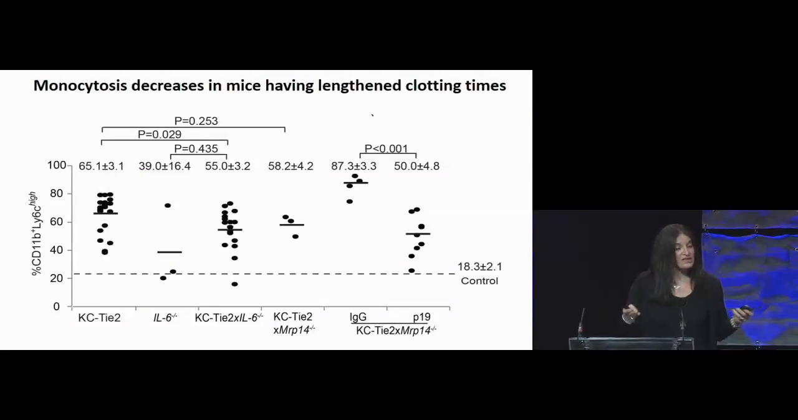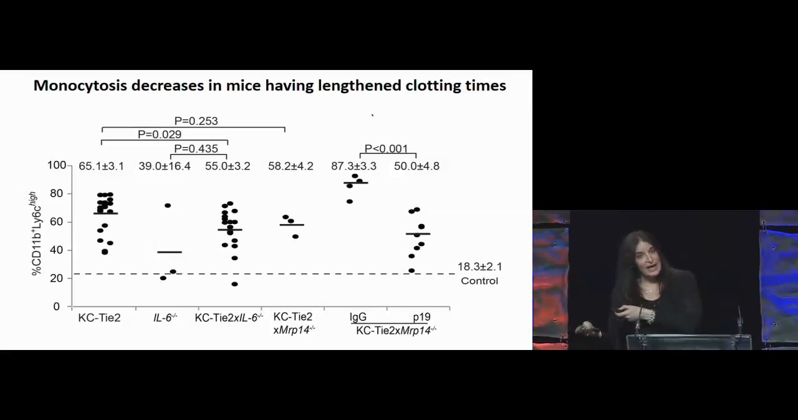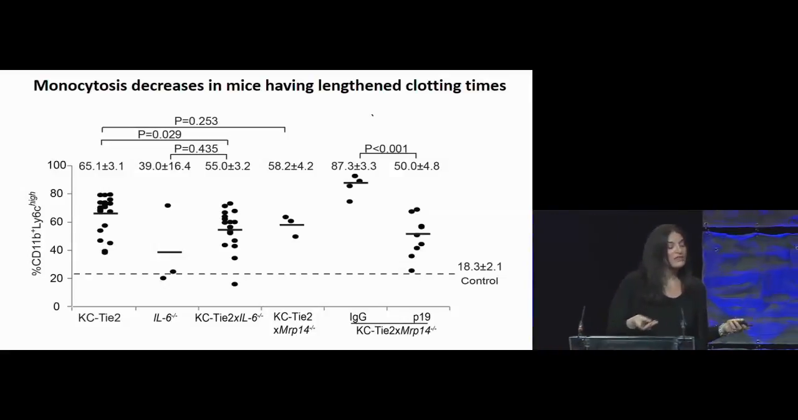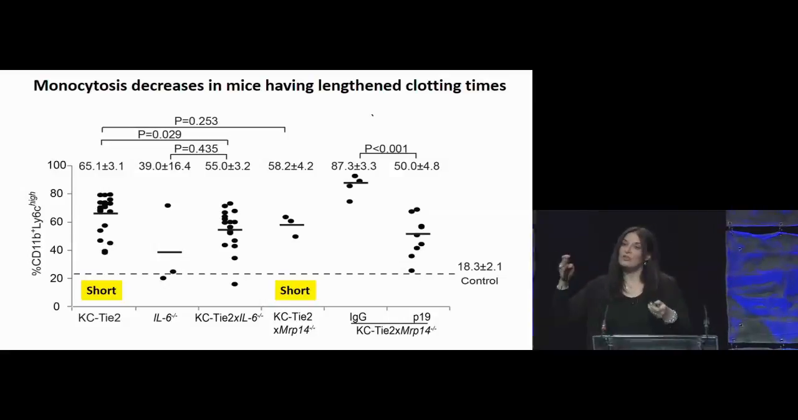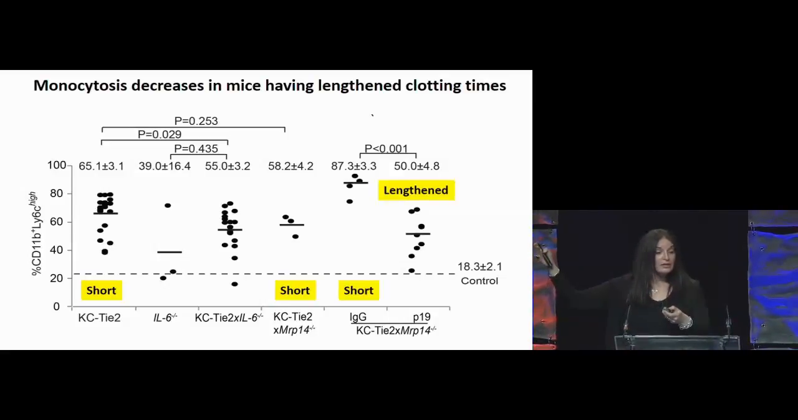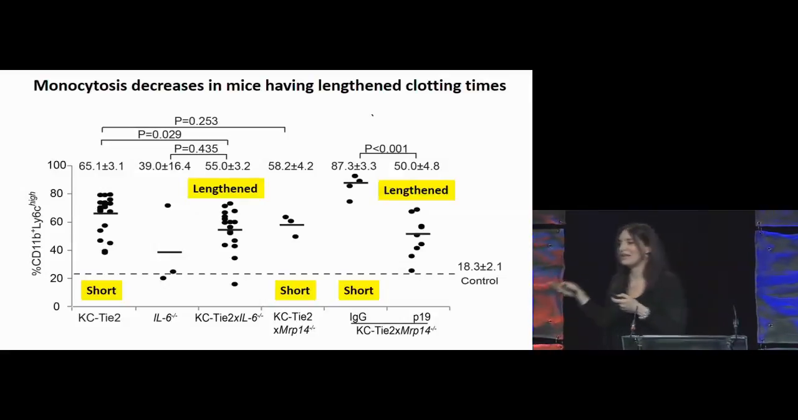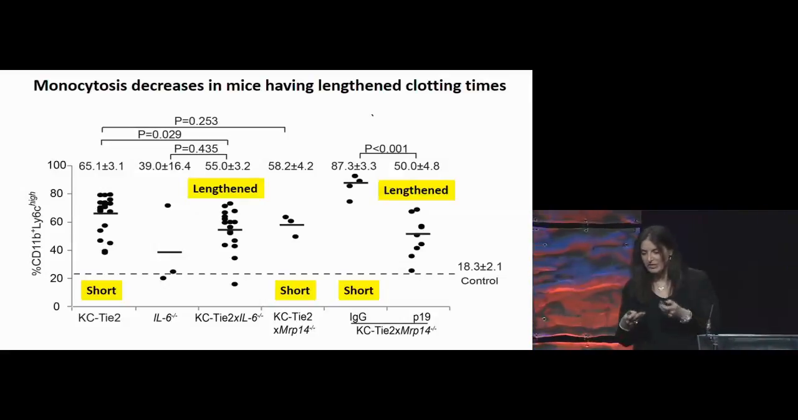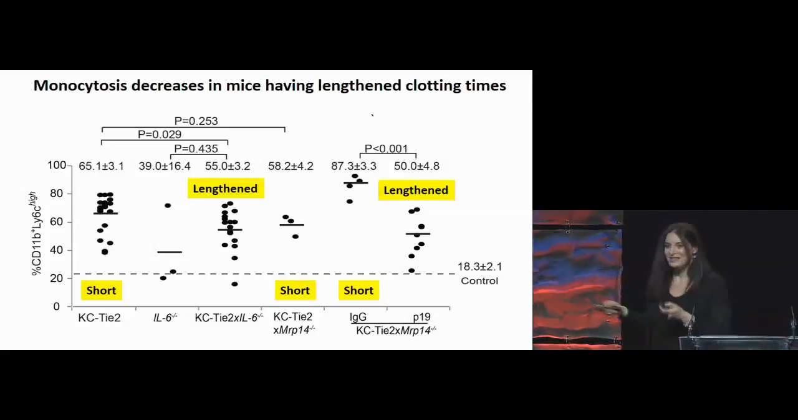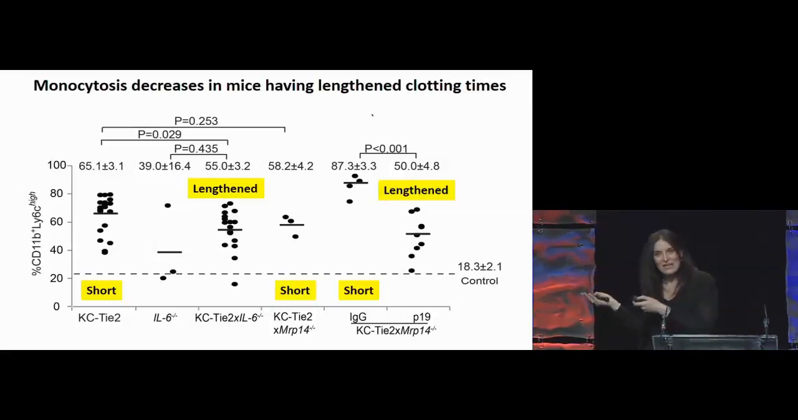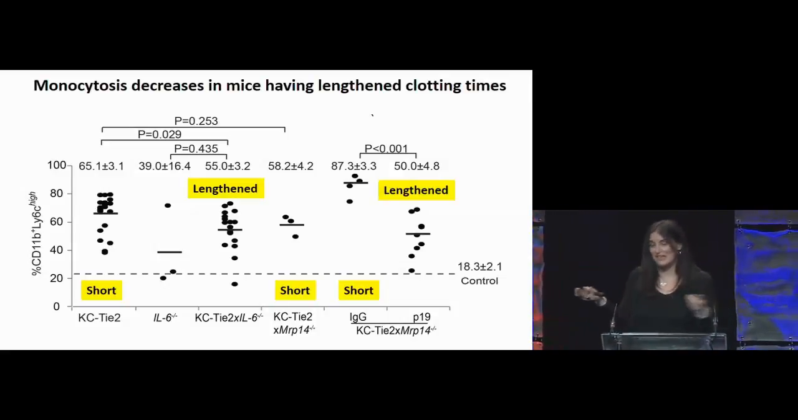When we looked at the monocytosis and we tried to correlate it to short clotting, which is bad, long clotting, which is good, what we found was in the mice that had short clotting, the monocytes were up compared to the control mice. In the animals where their clotting was lengthened, the monocytes decreased. So Jackie, who was doing this, got excited, and Tom McCormick, our collaborator, was excited, and I looked at this and I was like, this is not exciting. The delta's not big. I mean, sure, it might be meaningful, but it doesn't look very exciting to me.